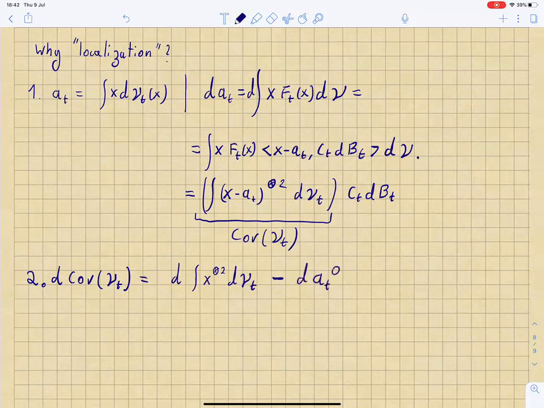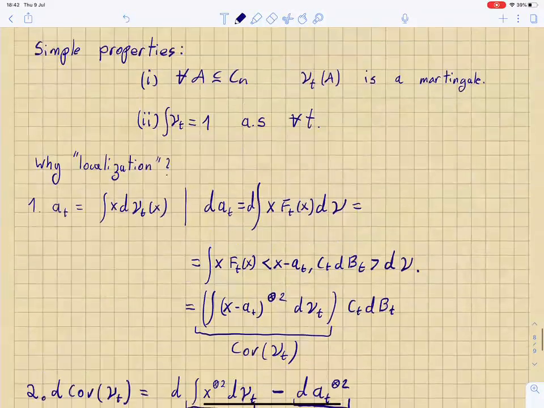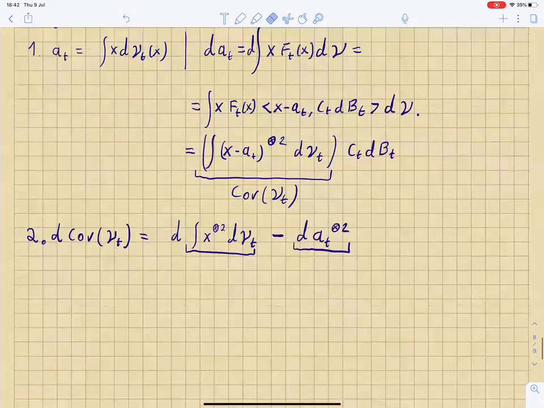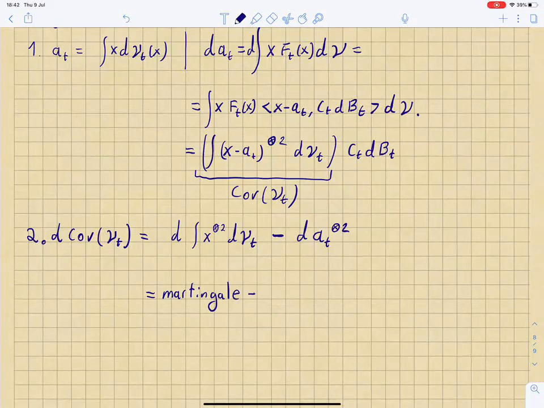Minus the differential of the center of mass to the tensor power 2. But the center of mass is a martingale, and also this term is a martingale because of this fact. So what we get is that this thing is equal to some martingale term, which we don't care about so much, plus a drift term that looks like, well, let me just write it like this.